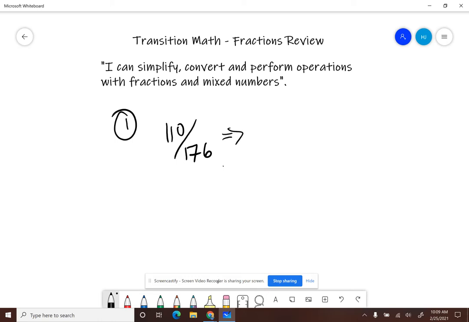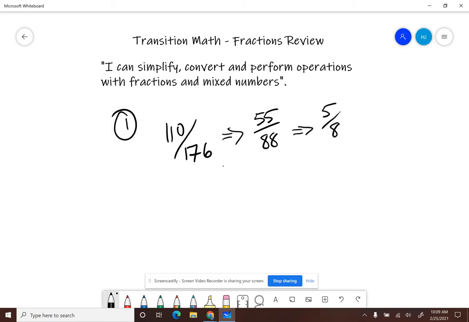So if I divide both of these by 2, I'm going to end up with 110 divided by 2 is 55, and 176 divided by 2 is 88, okay? And as soon as I see this, I know right off the bat that I've got 5s and 8s everywhere, right? So I think probably that this could be divided by 5 and this could be divided by 8. So if we do that, we're going to figure out that both of these are divisible actually by 11, okay? So if I divide one more time and divide these two things by 11, I'm going to figure out that that is 5 divided by 8.